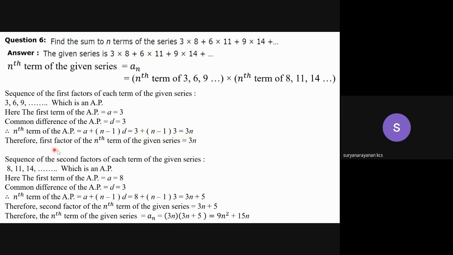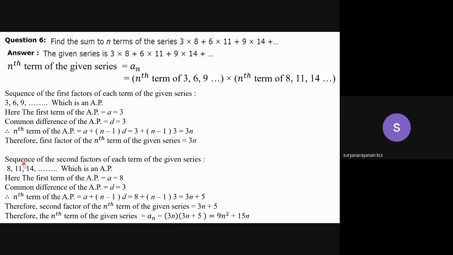Therefore, the first factor of the nth term of the given series is 3n. We have found the first factor of the nth term. In the nth term of the given series also, there is a product of two factors. So we have found the first factor of the nth term of the given series. Similarly, we find the second factor of the nth term of the given series.